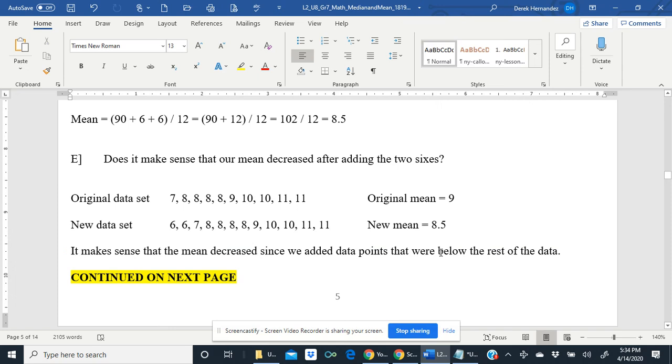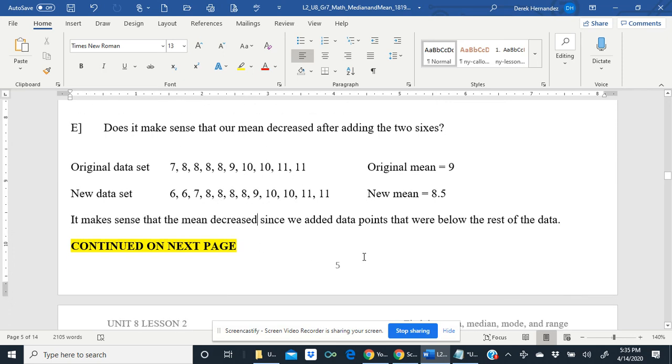It makes sense that the mean decreased since we added data points that were below the rest of the data. In other words, in our original set, we got these numbers. If we're going to add more numbers that are lower than the smallest value in the original list, chances are your mean is going to decrease. The opposite tends to be true as well. If instead of adding two sixes, we added two 15s, and those are greater than the original largest value, then our mean would be higher, assuming nothing else changed. That's an important concept.